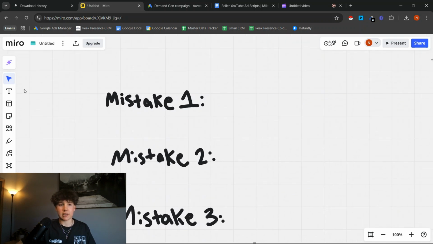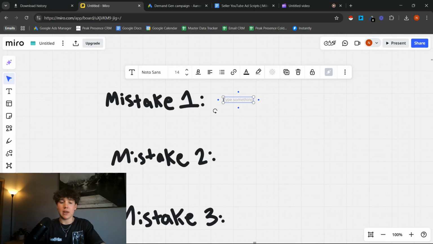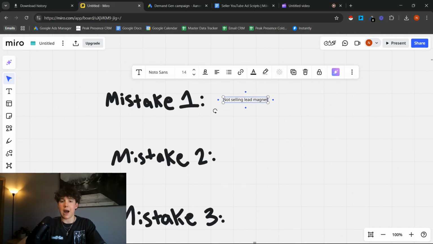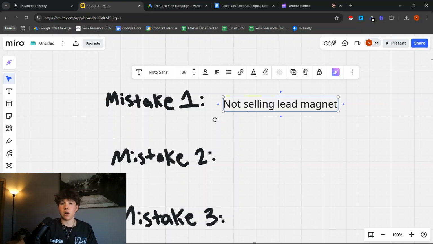So the first mistake that I see a lot of realtors make, and this is with the actual ad itself, is not selling their lead magnet enough. So let me first start off by saying what a lead magnet is and why you need one.